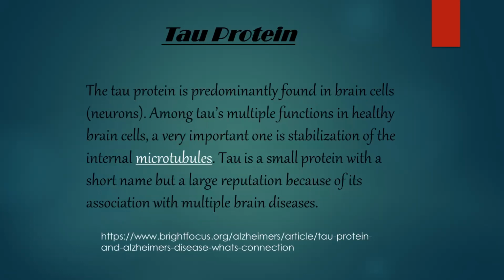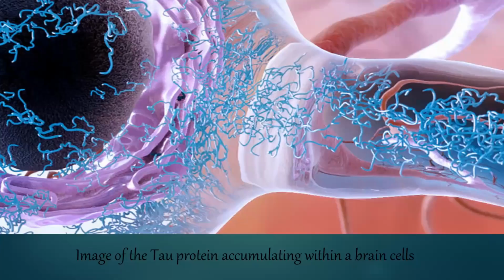What is tau protein? The tau protein is predominantly found in brain cells. Among its multiple functions in healthy brain cells, a very important one is the stabilization of the internal microtubules. Tau is a small protein with a short name but a larger reputation because of its association with multiple brain cells. You can see this image of the tau protein accumulated within the brain cells.